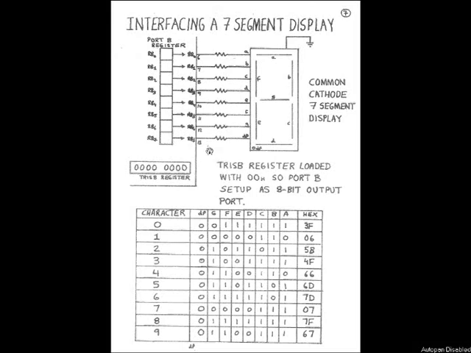Because port B is being used as an output port in this particular application, the TRISB register has to be loaded with 8 zeros. And again, we'll talk more about this when we're looking at the software side of things in a different video. So that's how to interface or connect the 7-segment display to our PIC microcontroller. Okay, thanks for listening.